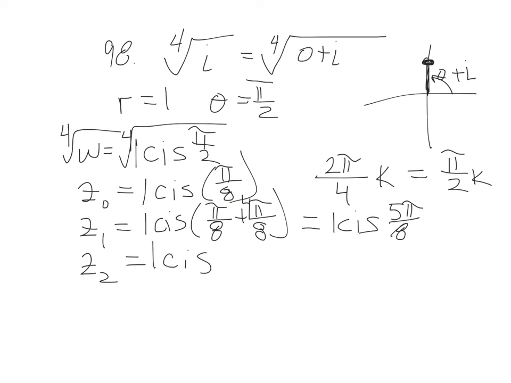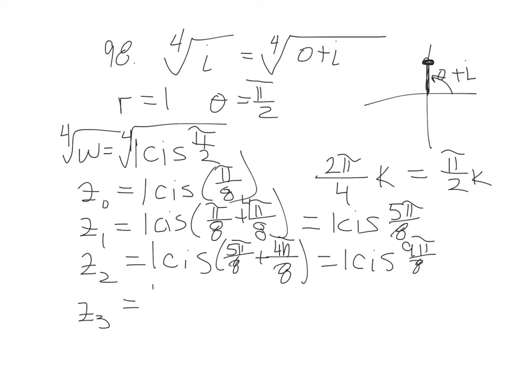And then we will continue doing the same thing. 1 cis, last one was 5 pi over 8. Add 4 pi over 8 to it, and that will give us 1 cis 9 pi over 8. And then our last one is z sub 3 equals 1 cis 9 pi over 8 plus 4 pi over 8, which gives us 1 cis 13 pi over 8.